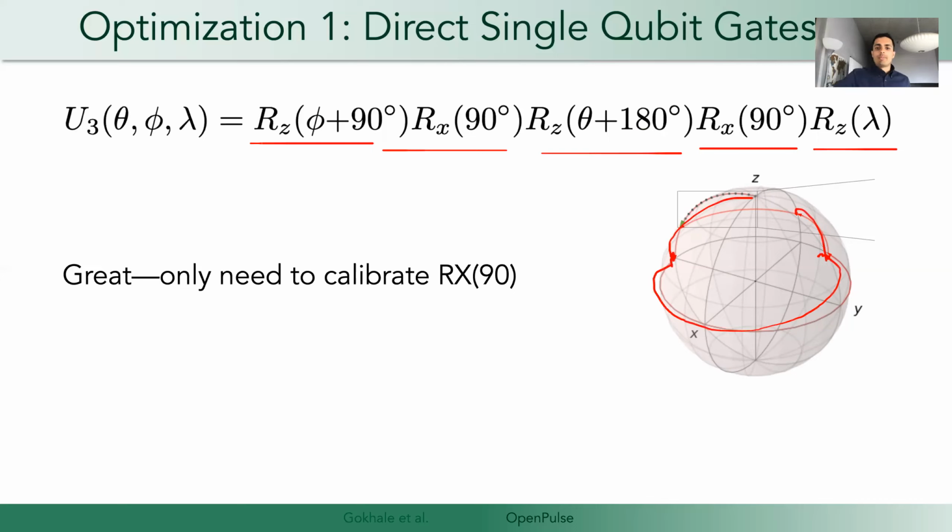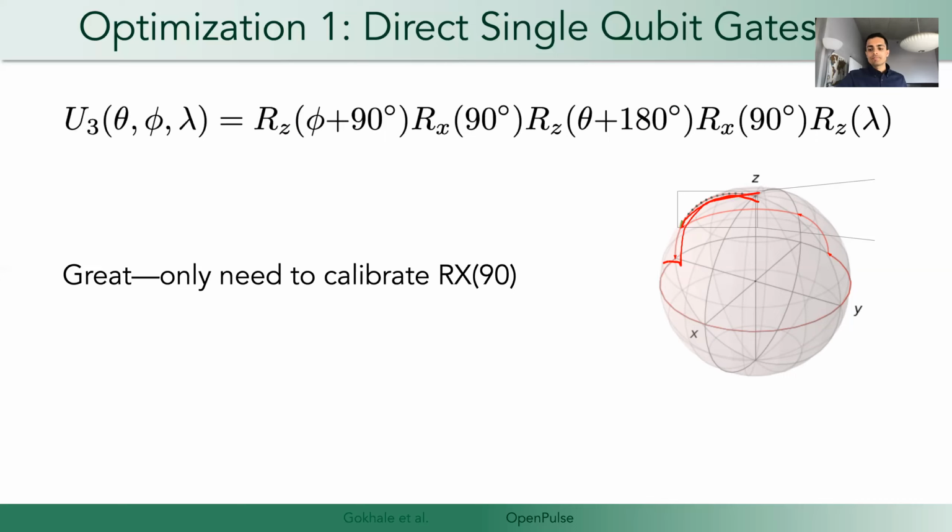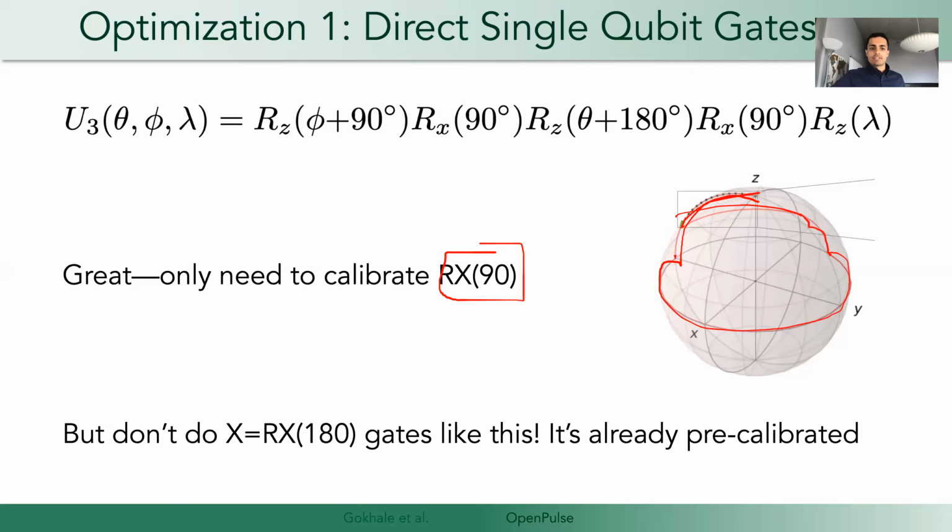And this is what I mean by indirectness. Instead of just going directly here, we went Rx, Rz, Rx, Rz. And that made sure that our calibration burden was limited. And that's appealing, but one observation is, hey, let's not do Rx of 180-degree gates like this, that is flipping from the North Pole to the South Pole.